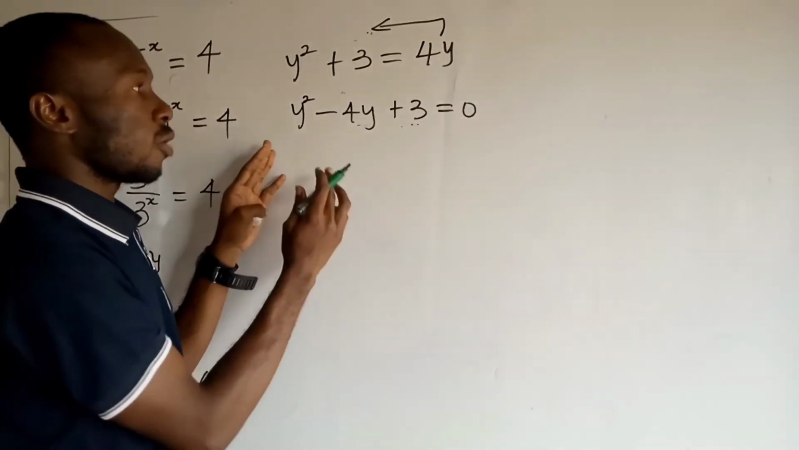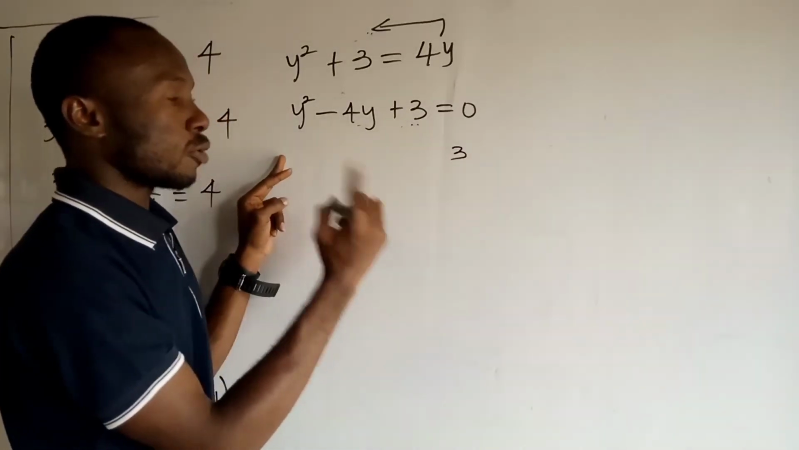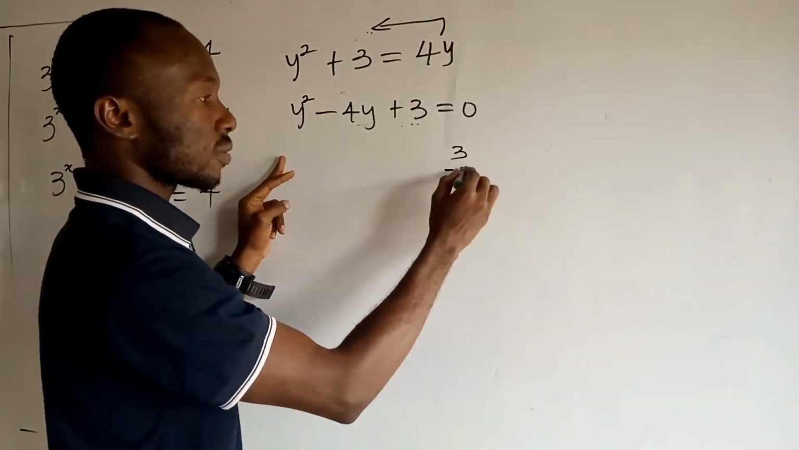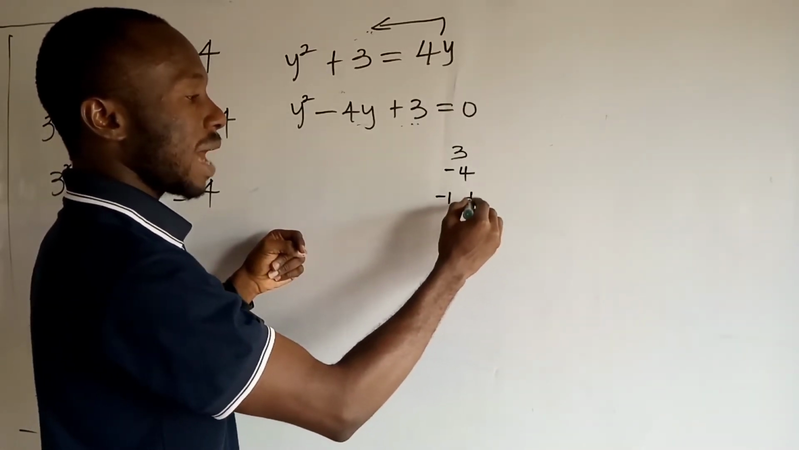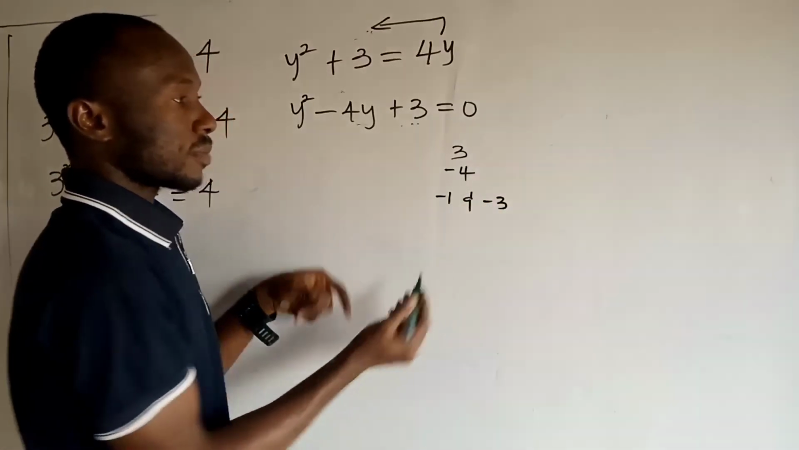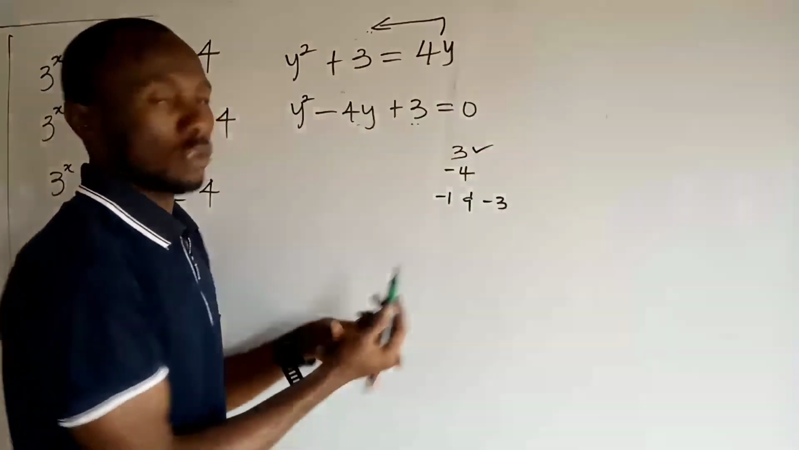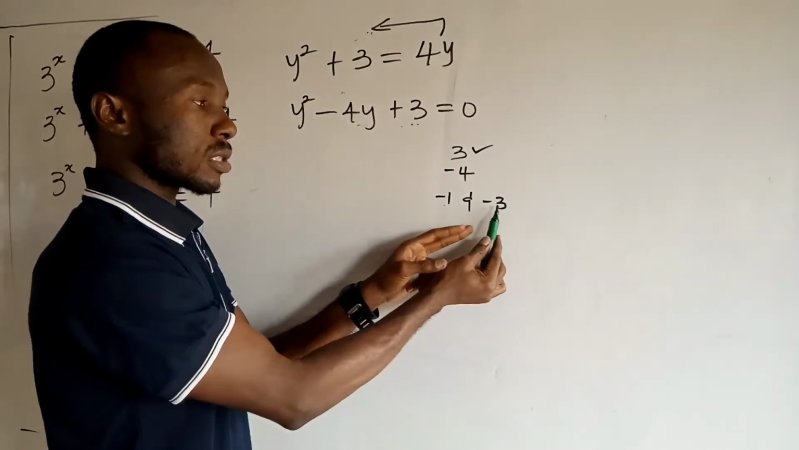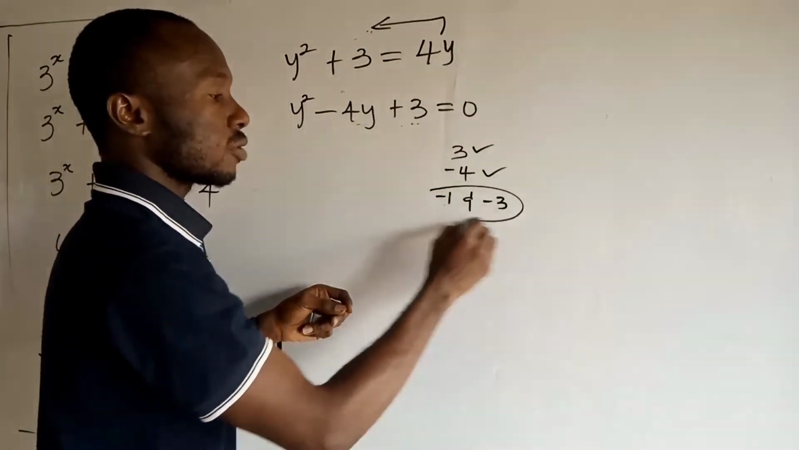Right now, we're looking for two values that when we multiply them, we'll get 3, and when we add them, we'll get minus 4. Of course, these two values are minus 1 and minus 3. Now, minus 1 times minus 3 will give me positive 3. Good. Minus 1 plus minus 3 will give me negative 4. So these are the two values I'm looking for.